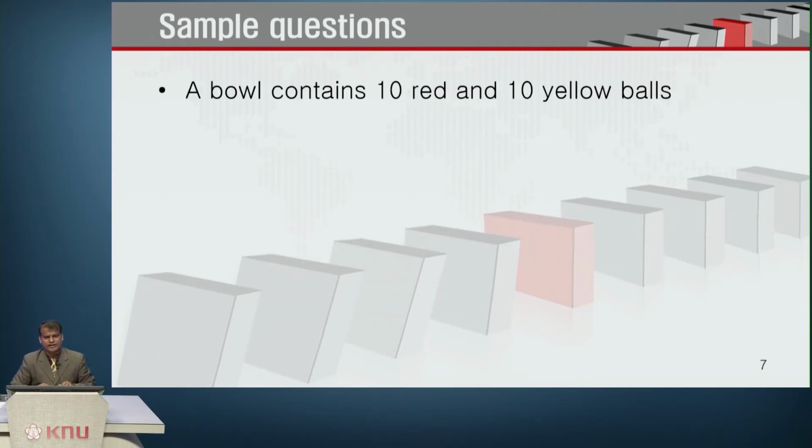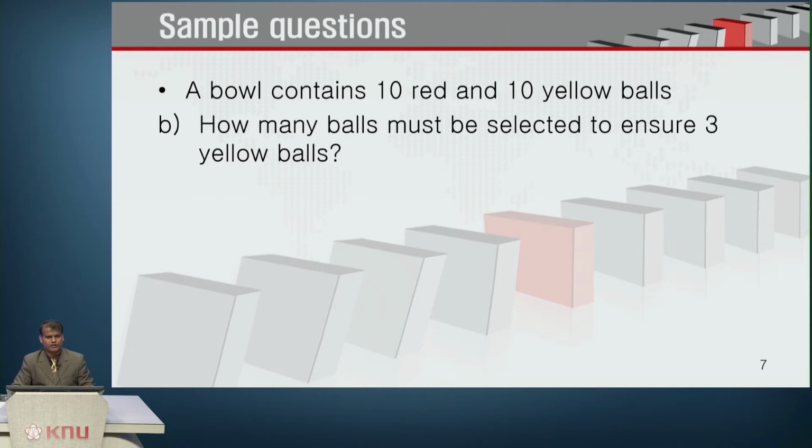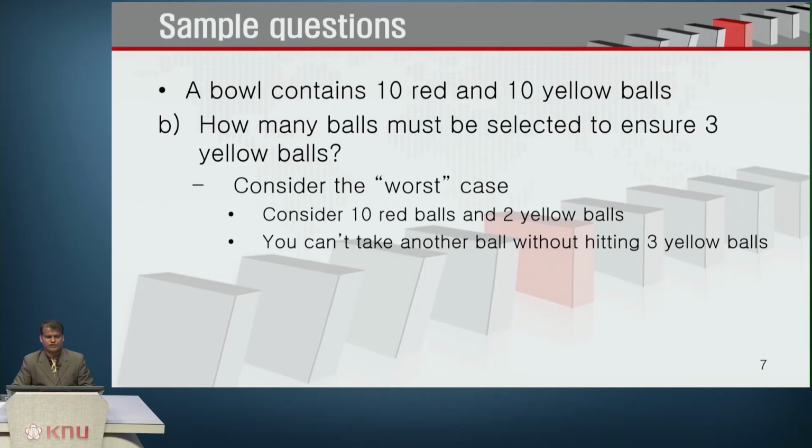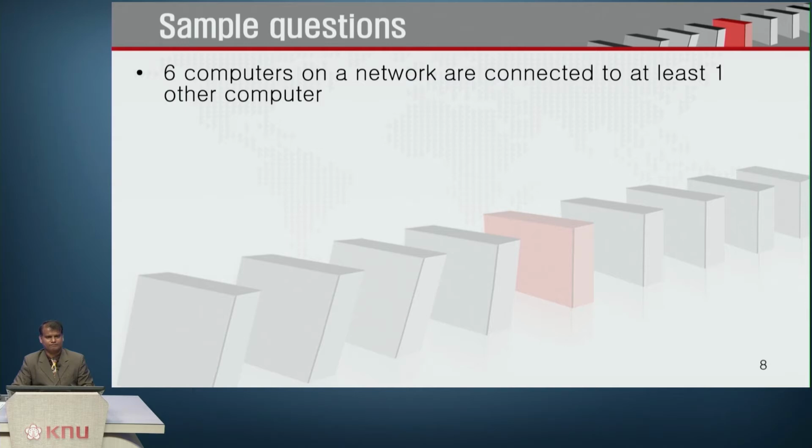A bowl contains 10 red balls and 10 yellow balls. That's what we have considered. And again, the question here is similar to the one we have seen on the last slide. So you have 10 red balls and 2 yellow balls. You can't take another ball without hitting the 3 yellow balls. So that's where the answer is going to be 13.